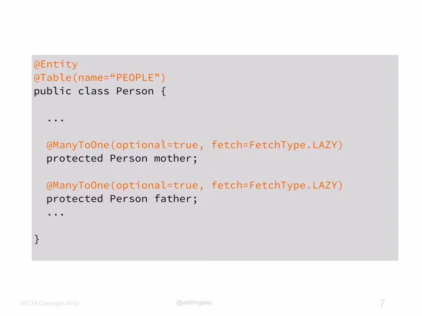In brackets here, optional = true. That means that potentially my mother might not be a row in the table, so that column might be blank for my entry in the database. And fetch = FetchType.LAZY. I'll get to what that is in a little while.